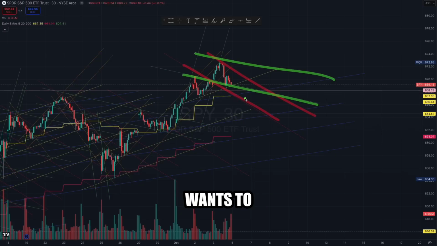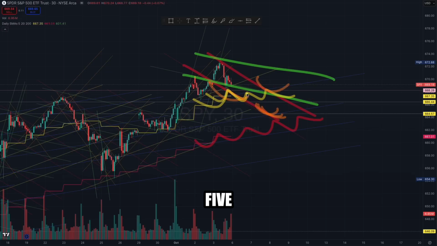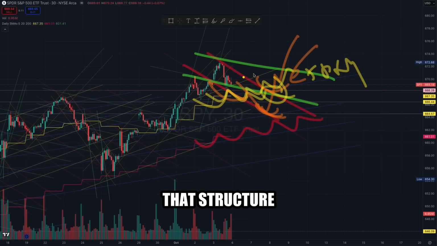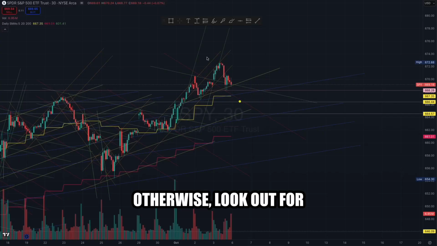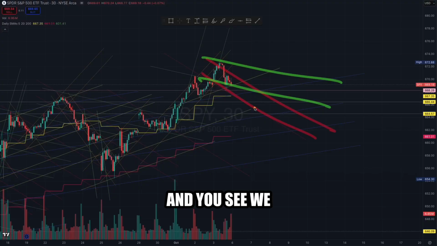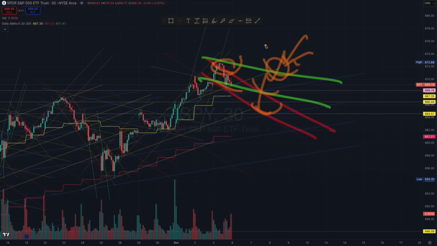If the market wants to build more liquidity on the way up, this will be great if we do retest again in between the 5 and the 20-day moving average, and we grab that 5 again off that magenta algorithm. That will be ideal. 5-day moving average together with the magenta algorithm and building that structure right there. Otherwise, look out for that green algorithm here, and you see we build liquidity here, and here on the way up. So look out for that.